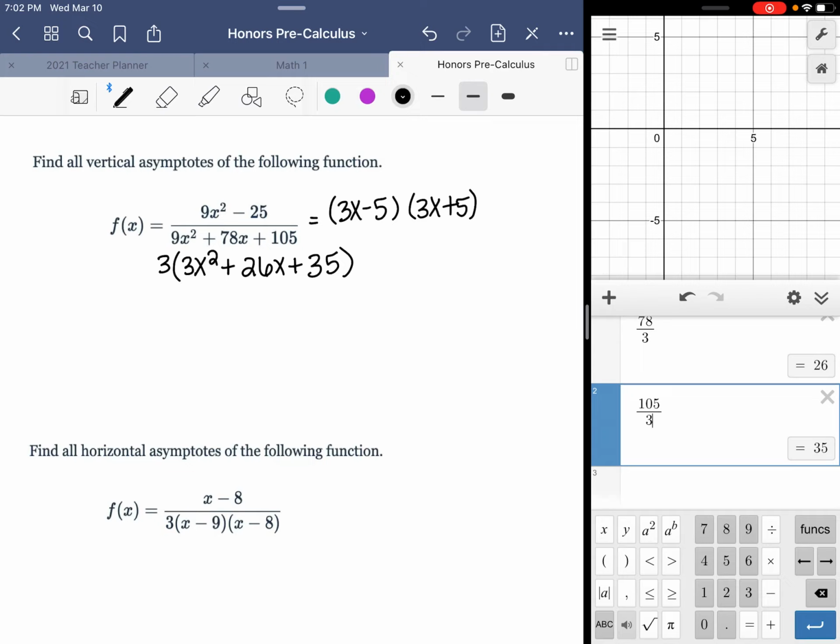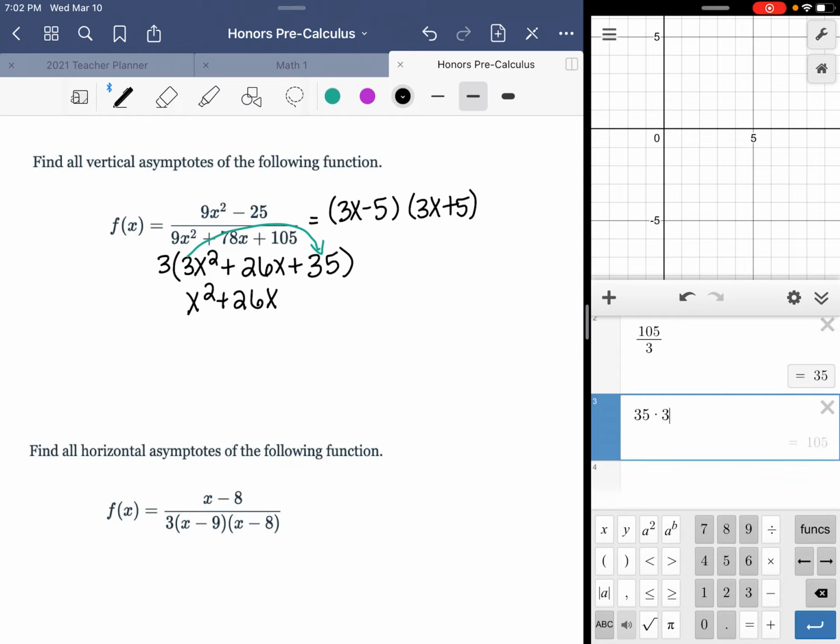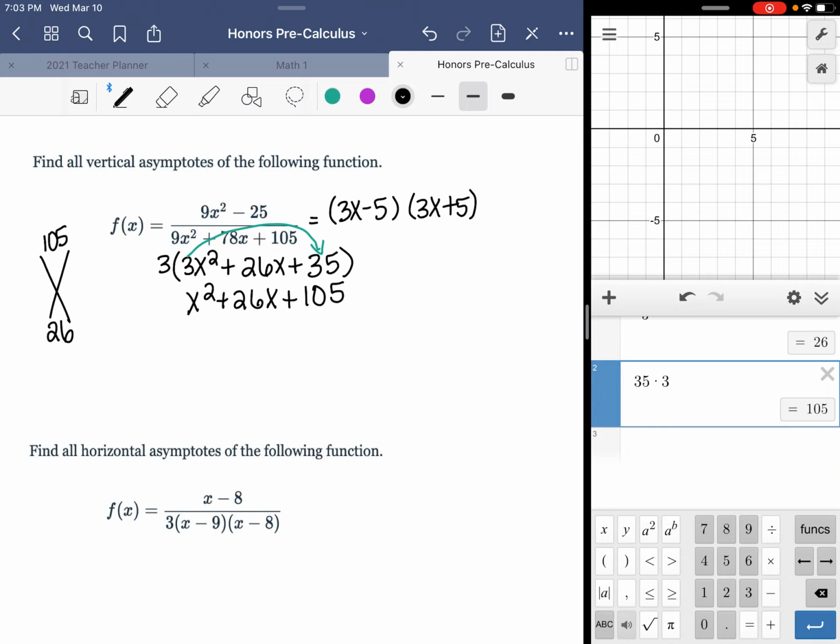But even regardless of pulling that 3 out, I'm still going to have to factor this using my slide divide method. So I'm going to slide the 3 to the 35. That's going to give me x squared plus 26x, and then 35 times 3 is 105. I guess I should have realized that since I pulled 3 out just a second ago. All right, so we need two numbers that multiply to give us 105 and add to give me 26.